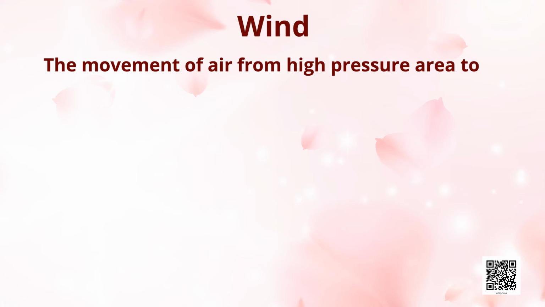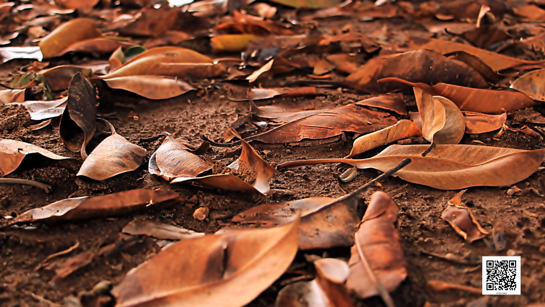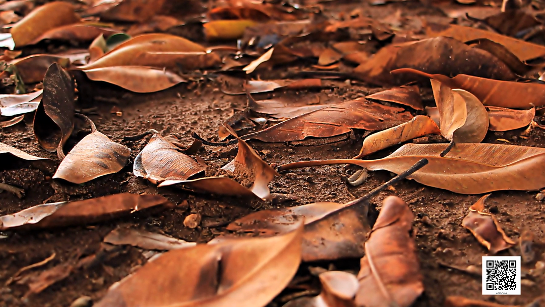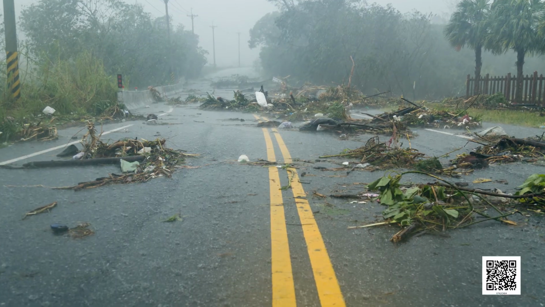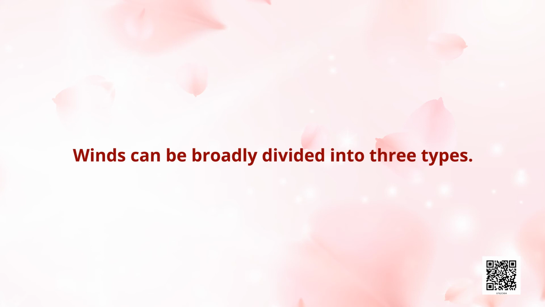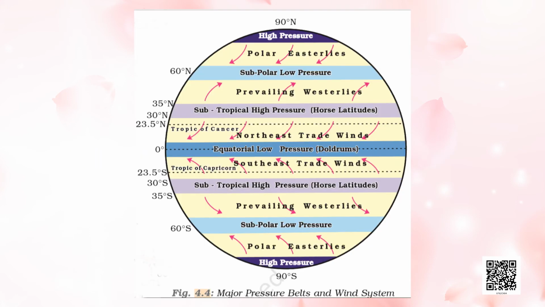The movement of air from high pressure areas to low pressure areas is called wind. You can see wind at work as it blows dry leaves down the pavement or uproots trees during a storm. Students, winds can be broadly divided into three types. You see here figure 4.4, major pressure belts and wind system.